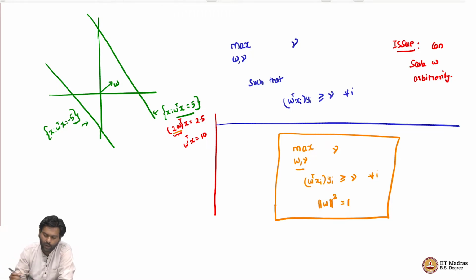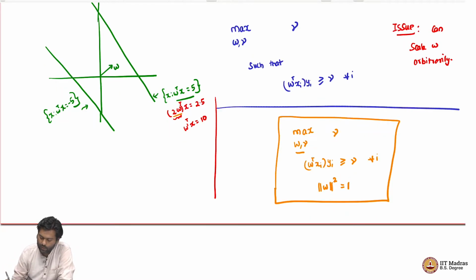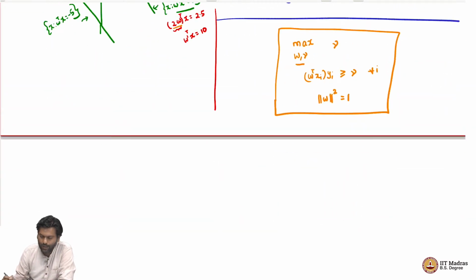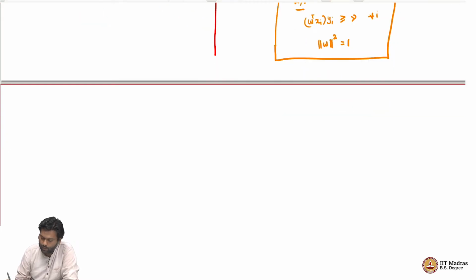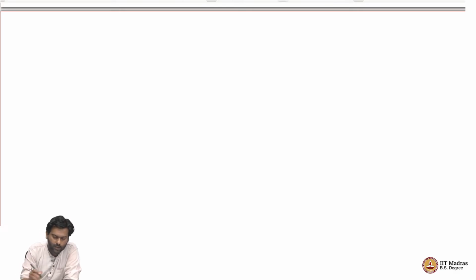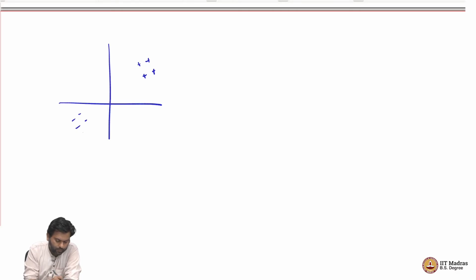Which means that in 2 dimensions, we are just looking for W's with length 1. Now if you have a data set, let's take another simple data set, let's say plus plus plus plus, minus minus minus minus. Let's say we are only looking for W's on the unit circle, maybe this is a W.